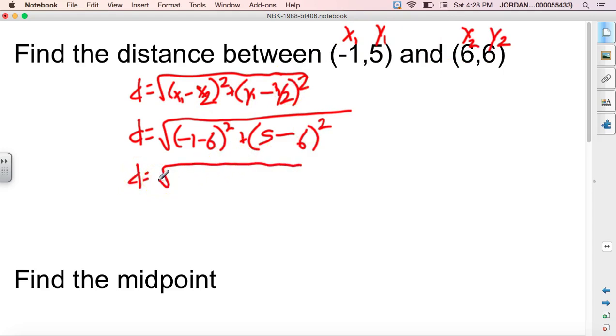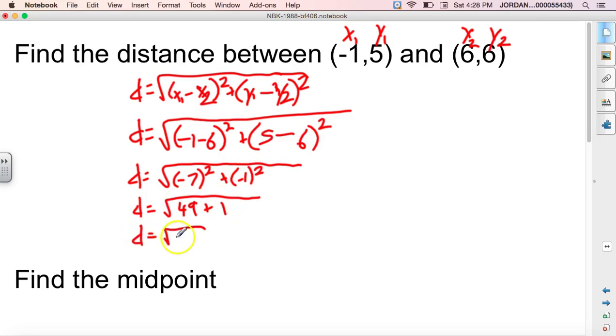So first we've got negative 1 minus 6 is negative 7. And then 5 minus 6 is negative 1. Alright, so now we can square each of those. Well, negative 7 squared. Remember, square means multiply by itself. Negative 7 times negative 7 is positive 49, because a negative times a negative is a positive. And then negative 1 times negative 1 is positive 1. So the distance between these two is 49 plus 1, 50. The square root of 50.